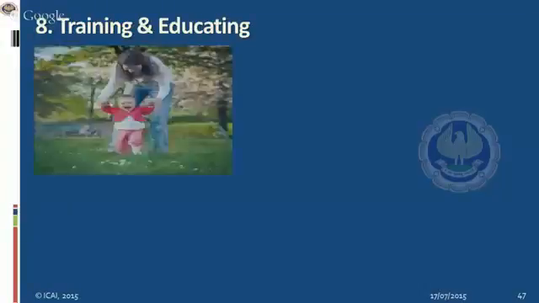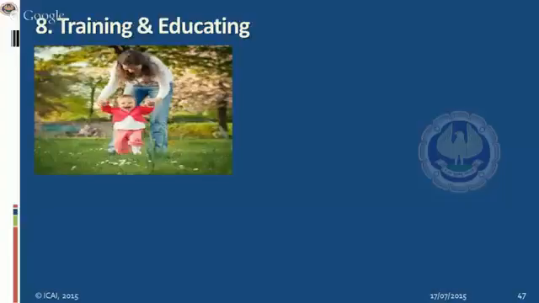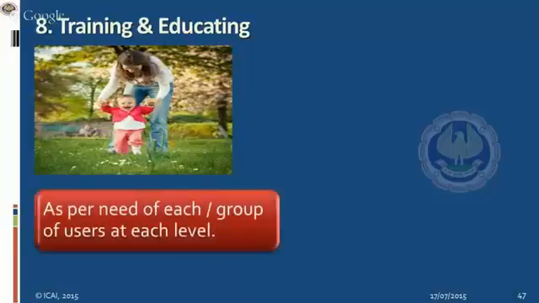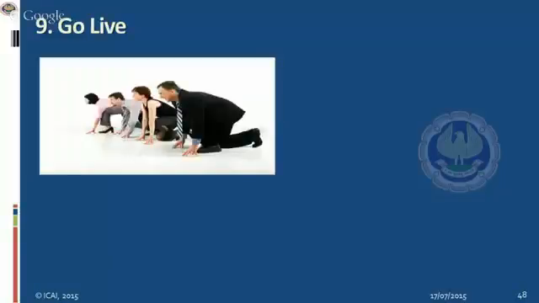Now it is time, the system is ready. Now we will be providing training and we will be educating the users of the system. Training and educating may be a continuous activity. Initially, there will be a lot of time and effort required for training purposes, and gradually the efforts required for providing the training and educating people will get reduced. Once the training is over, now it is time to go live. Go live means actually working with the system. All 8 steps are over, and now we can start actually working with the system.